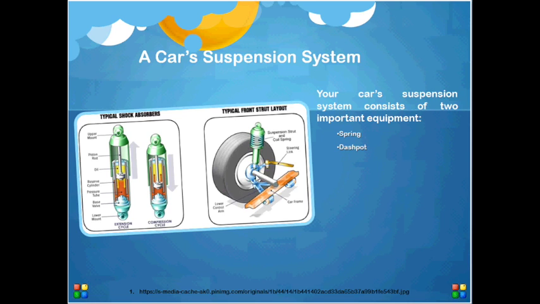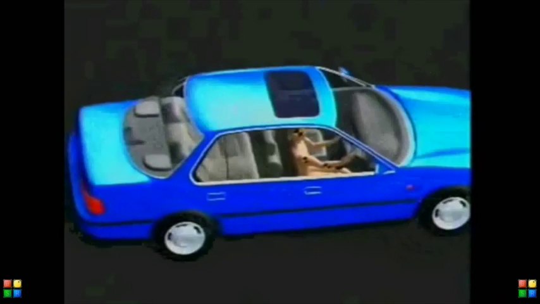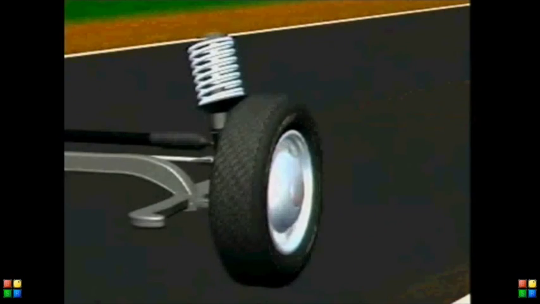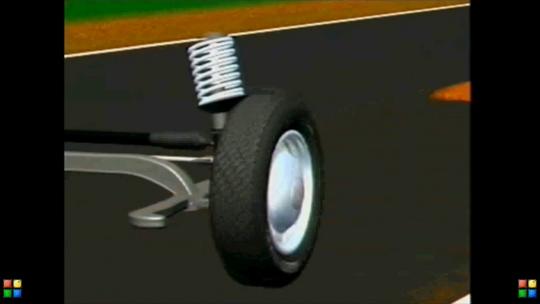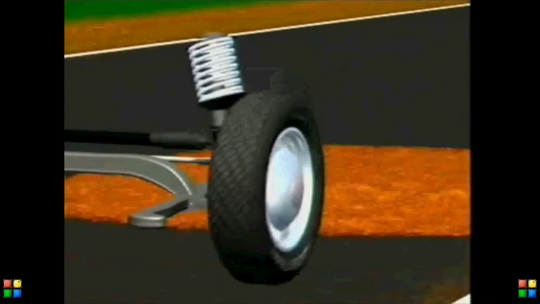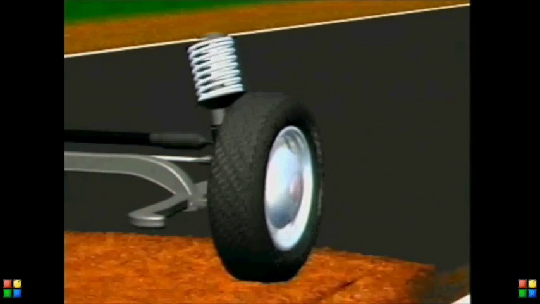I will use the help of a video to hopefully clarify how a car suspension system works. A car's suspension system usually consists of two important pieces of equipment, a spring and a dashpot. Both have the ability to withstand either a shock or a bump. The spring usually stores all the energy it receives, and the dashpot usually dissipates most of the energy it receives in the form of heat to the surrounding oil.